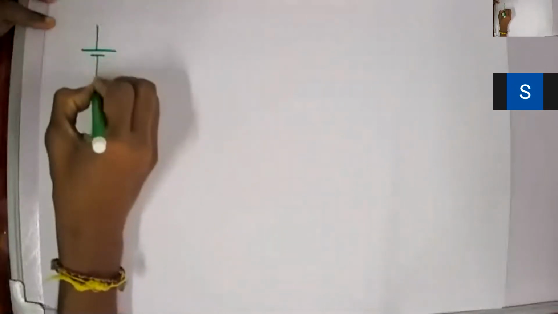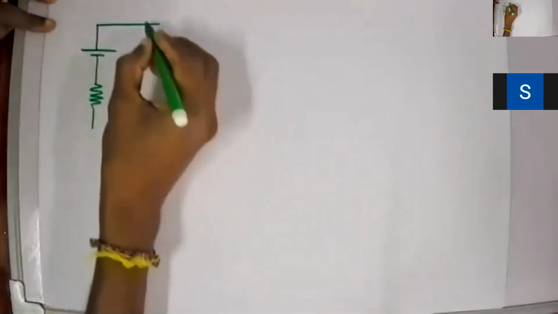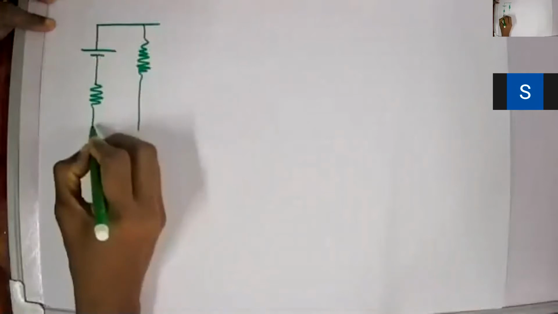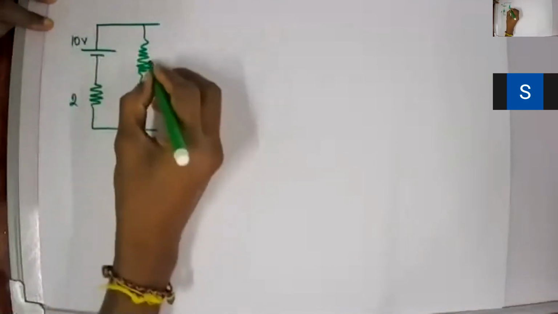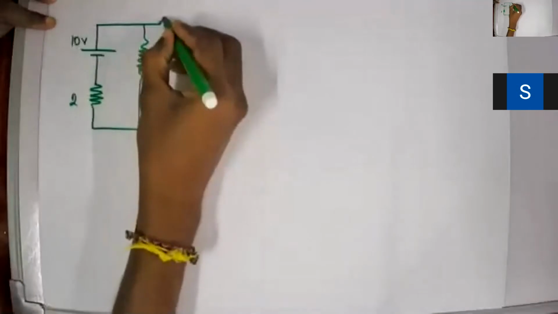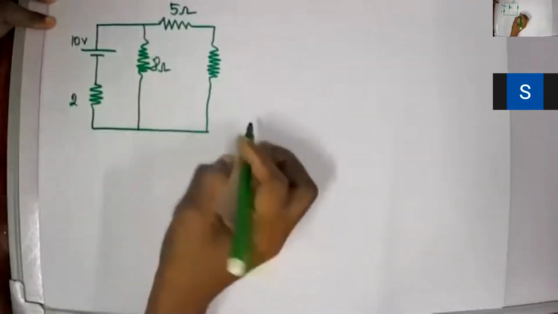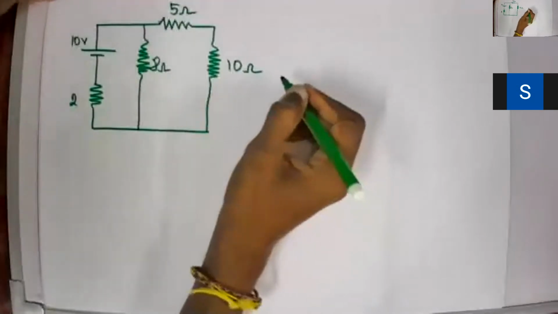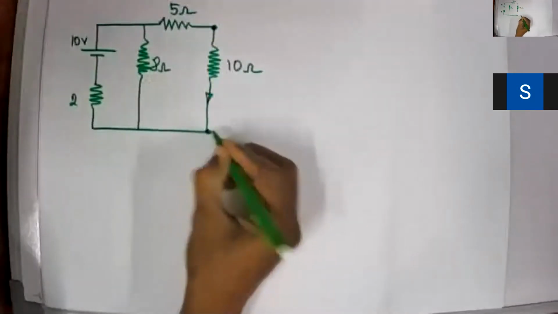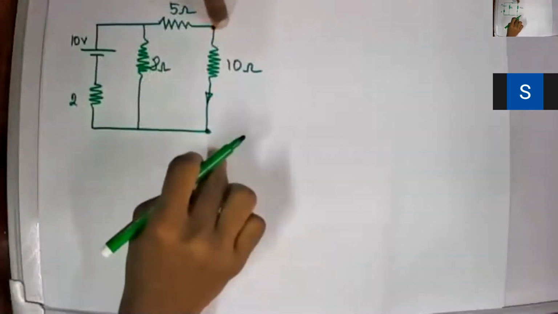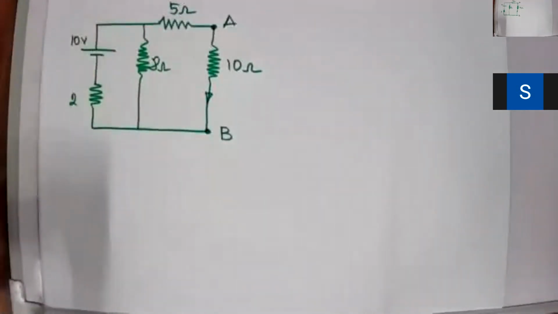So I have a 10 volt battery, and then a 2 ohm resistor, right? And then I have another, sorry, this is 2 ohms, this is 10 volts, this is 8 ohms, and then I have 5 ohms. Finally I have a 10 ohm resistance, right? So the question is calculate the current through the 10 ohm resistor, right? So whenever you want to solve a circuit through a single resistor, just mark the points as A and B, right? Mark the points as A and B.